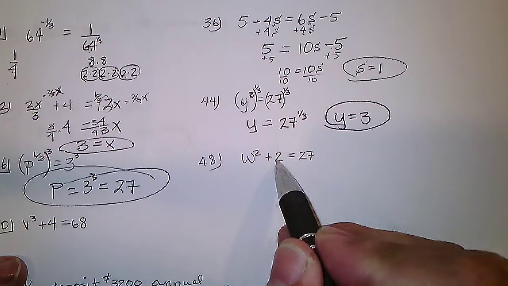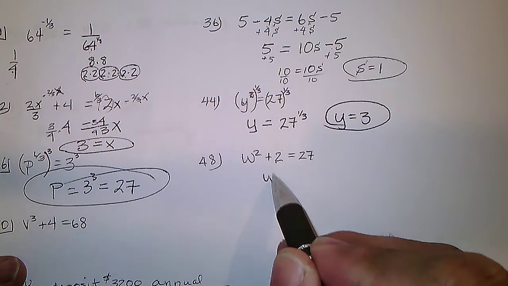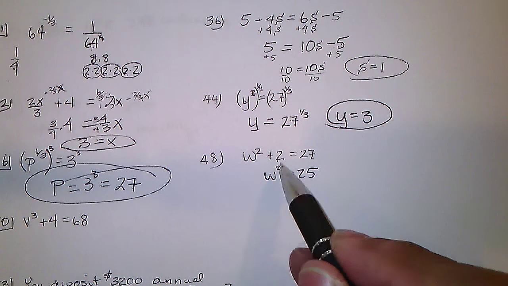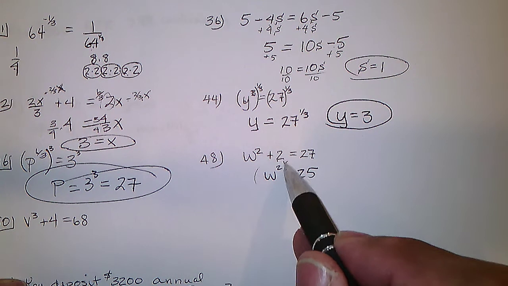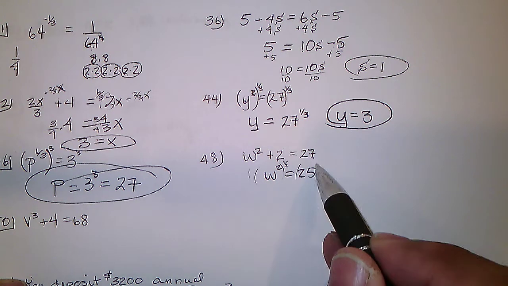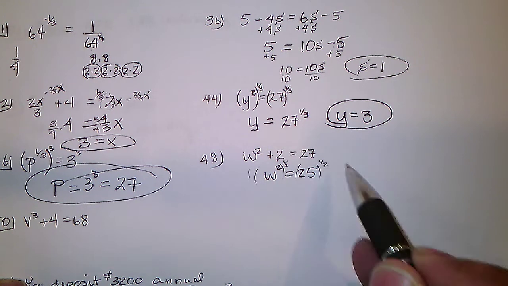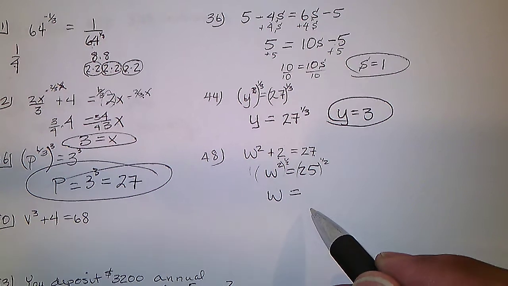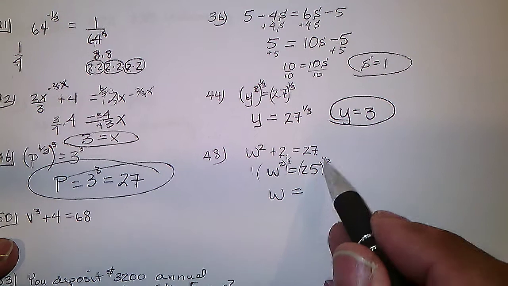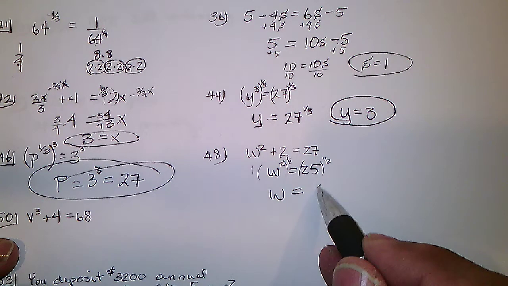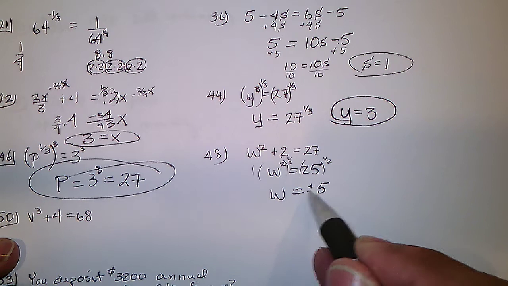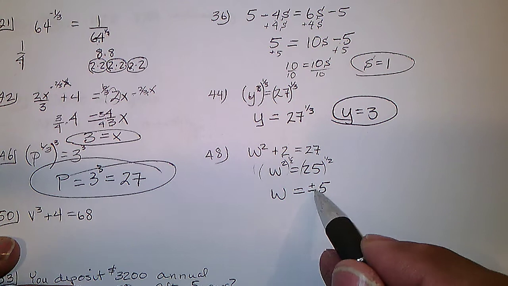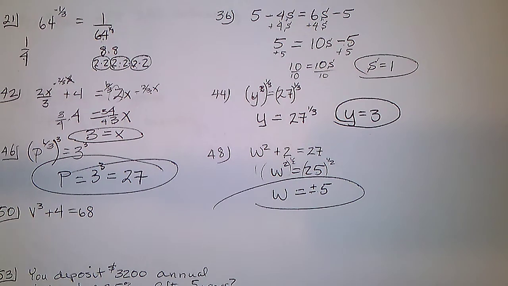This one, if you subtract 2 from both sides, we get w squared equals 25. And a lot of you think of this as square root. We could also do the half power to get rid of the 2, or take the square root, and we get w equals, there's a trick on this one though. There's more than one answer. Both a 5 and a -5 multiplied times itself. 5 times 5 is 25, and -5 times -5 is 25. So there's 2 answers to that one.